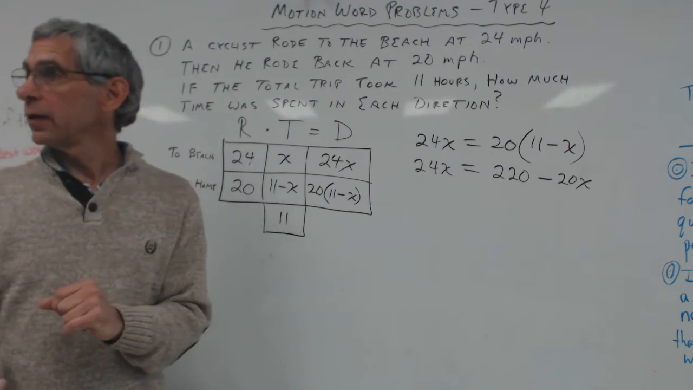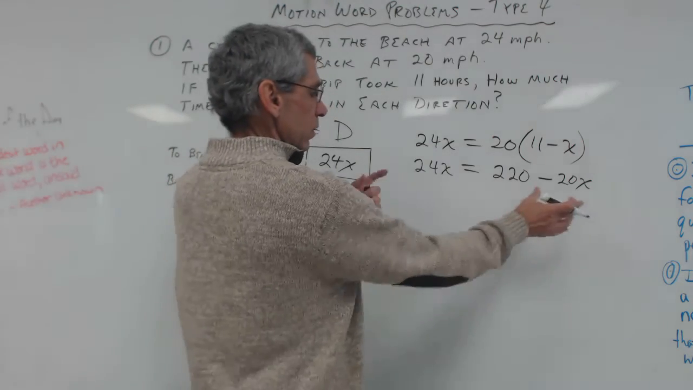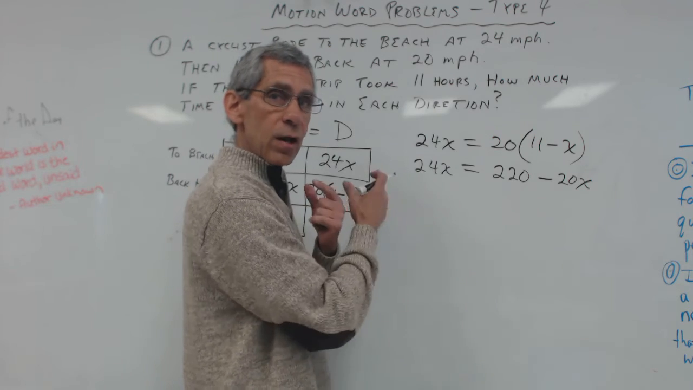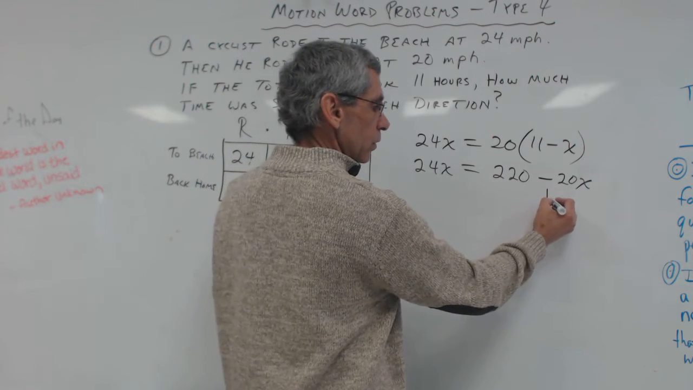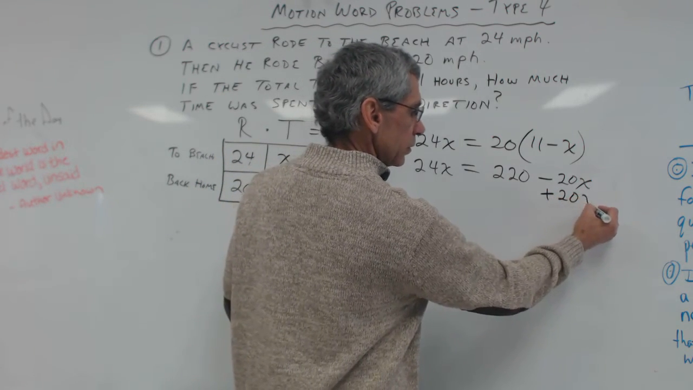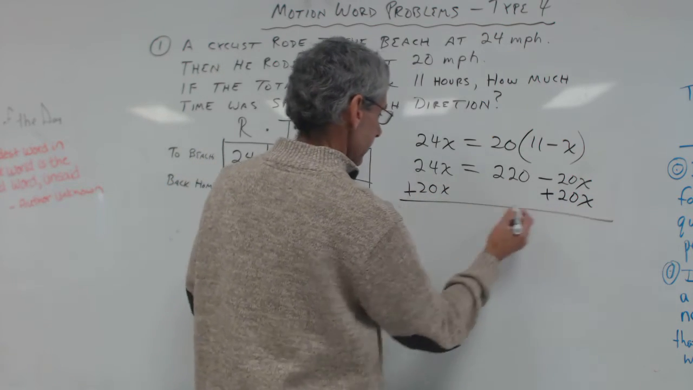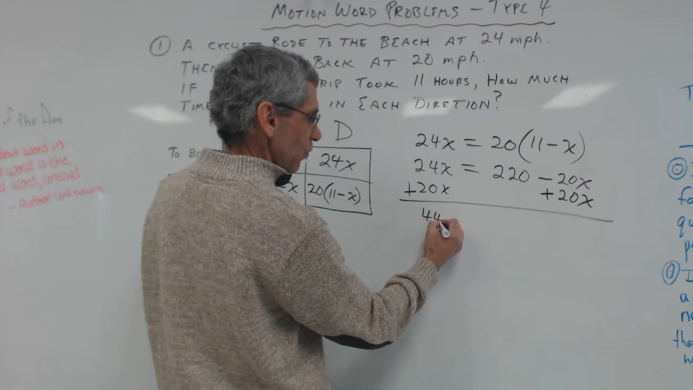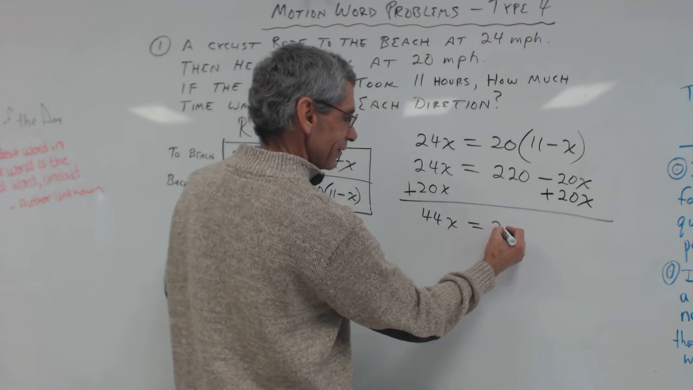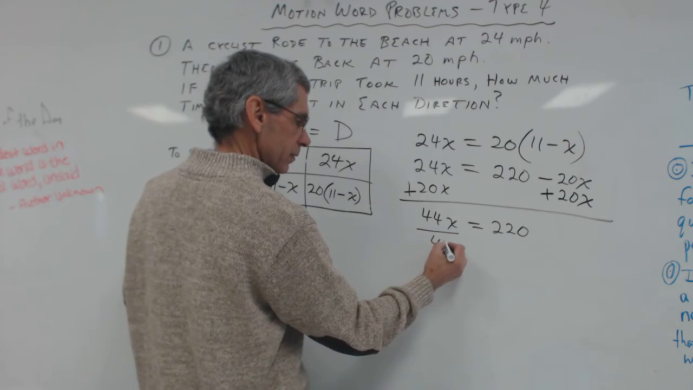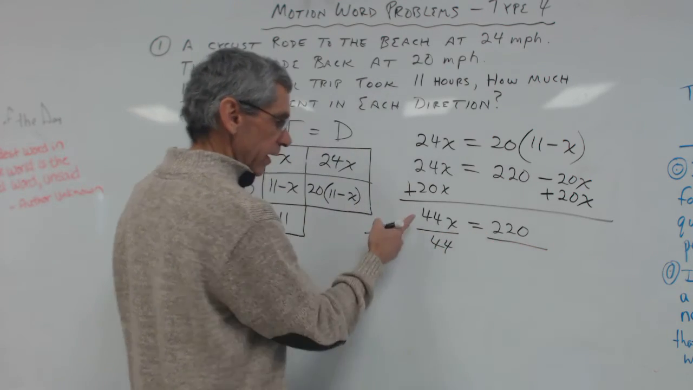So now we got a plus 20x. Say it again? Plus 20x. Okay, so we have our x's on both sides, right? That's the problem. We gotta get them all on the same side. Add 20x to both sides. So we're gonna add 20x to both sides. Oh my gosh, it's 44x. Whatever that means. What's 44x?